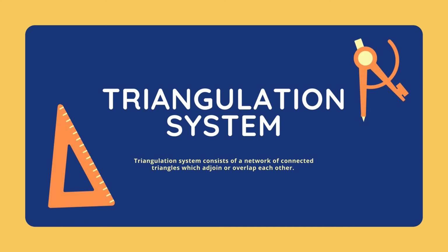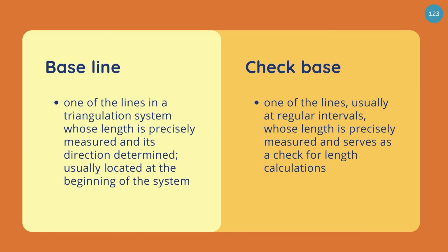Before we proceed with the presentation, we must remember the terms that will help us understand the topic. First term is baseline. It's one of the lines in a triangulation system whose length is precisely measured and its directions determined, usually located at the beginning of a system. Second, check base. One of the lines, usually at regular intervals, whose length is precisely measured and serves as a check for length calculations.